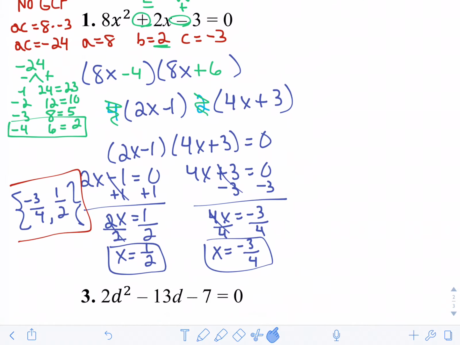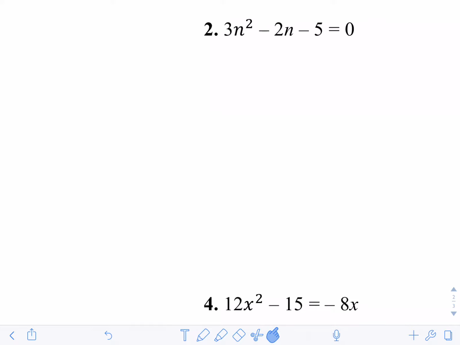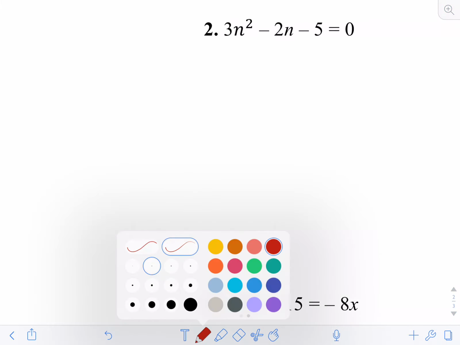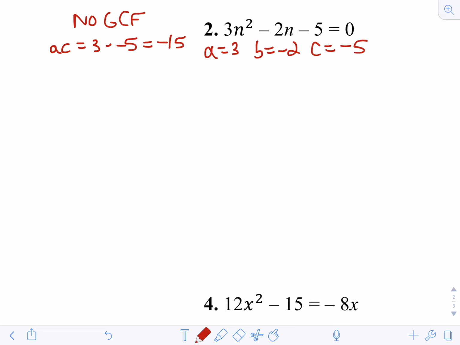Okay, and again, I'm going to go through this kind of quickly so you can pause it, rewind it, all that other fun stuff. All right, number 2. So for this one, again, there is no greatest common factor because those are not all divisible by 2 or 3 or 5. So A is equal to 3, B is equal to negative 2, C is equal to negative 5. AC method says to do 3 times negative 5, which gives me negative 15.